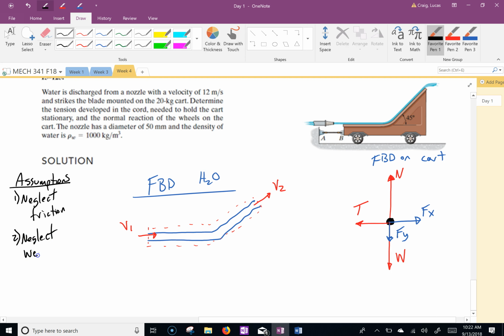Neglect the weight of the water. So what are we missing on the free body diagram of the water? They're the same diameters, inlet and outlet. Okay, sure. I didn't even think of that. Well, what are those going to be? 0. Yeah, because they're both going to be atmospheric.